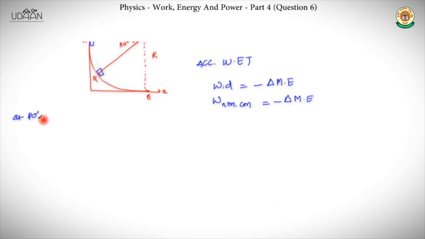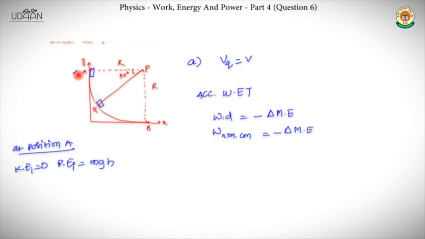At position A, it is having 0 velocity, so kinetic energy initial will be equal to 0, and the potential energy initial will be equal to mgh. In this case, h is equal to the radius of the circular track. So it is equal to mgR. Let us go to position Q.